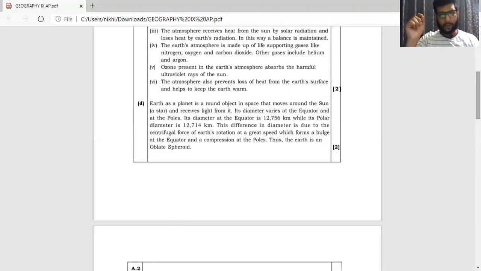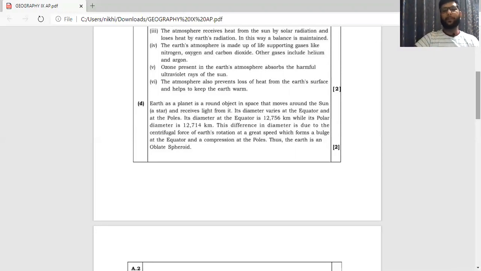And again, if you feel that you're making a mistake, you're not able to recollect or remember, avoid writing that point. Because if you make a mistake in terms of the diameter for equator or polar diameter, and if you go wrong, the chances are quite high that they will mark your entire answer wrong. If you feel you don't remember this point, it's okay. You can avoid it. Go to the next point.